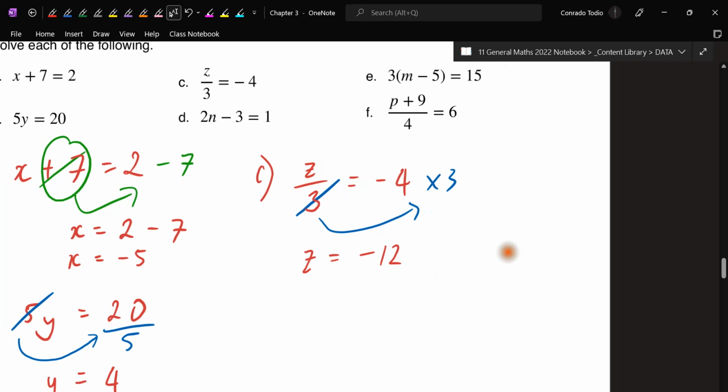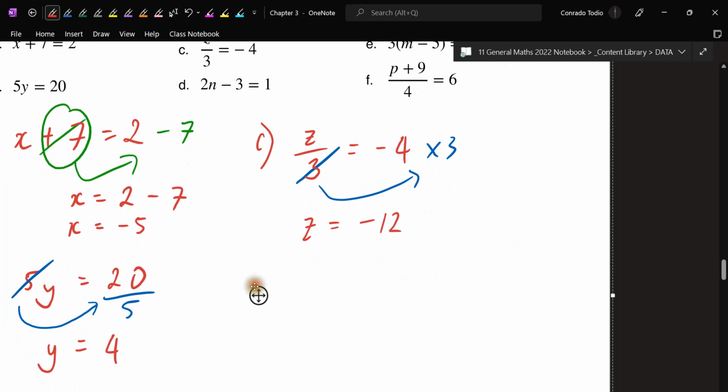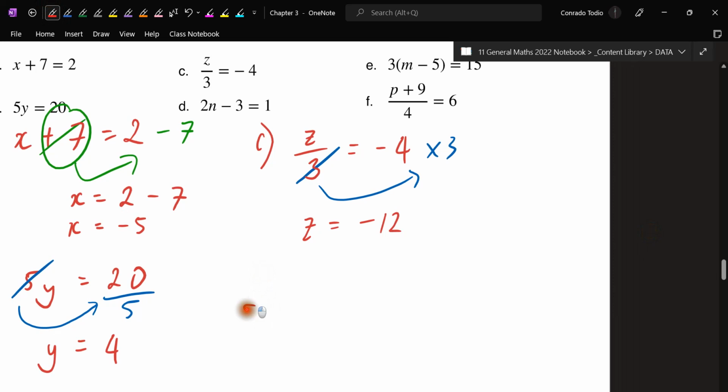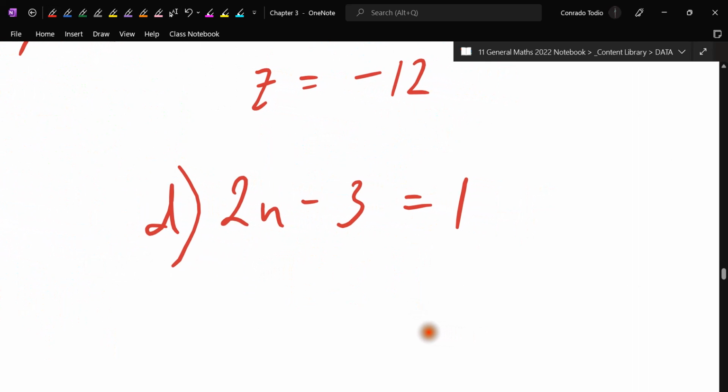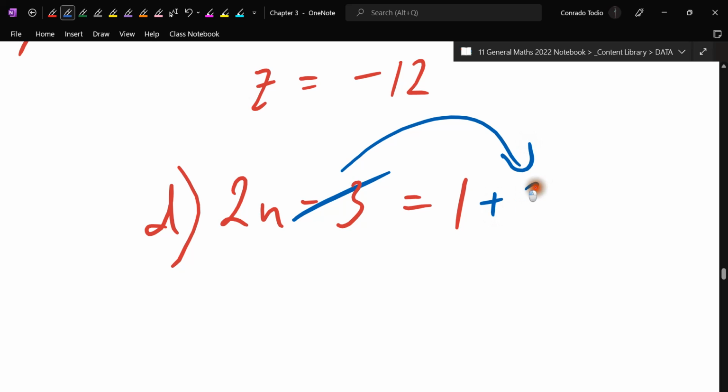Okay, D. This one now has a bit more involved in it. 2n take away 3 equals 1. Okay, so for this variable, we're trying to isolate n. Make n by itself because it's the unknown right there. So in that case, we have to move this times 2 and this minus 3. Whenever you get an equation like this, always start with the number that is on its own, which in this case is that minus 3. So this is a take away 3. If I bring it to the other side, what's the opposite of minus? It becomes plus. So it becomes plus 3.